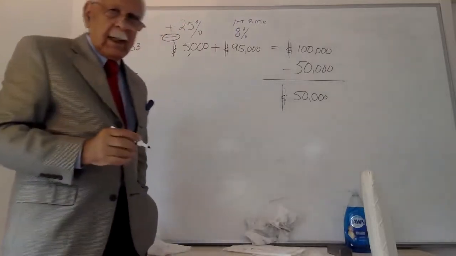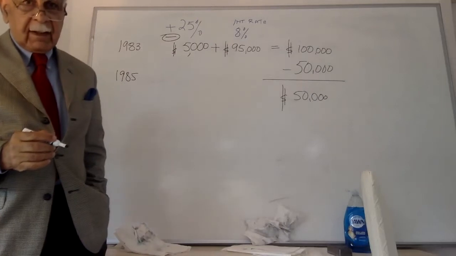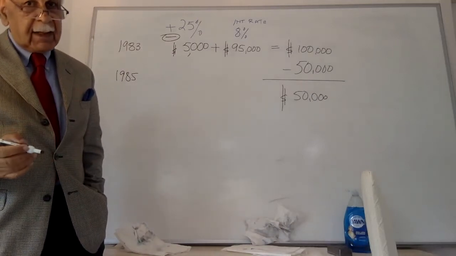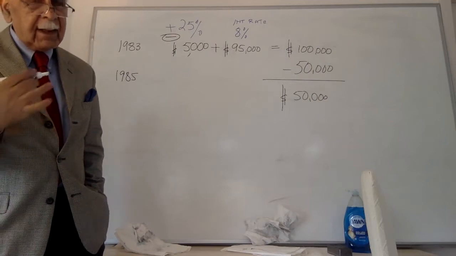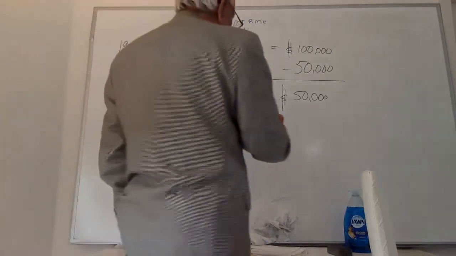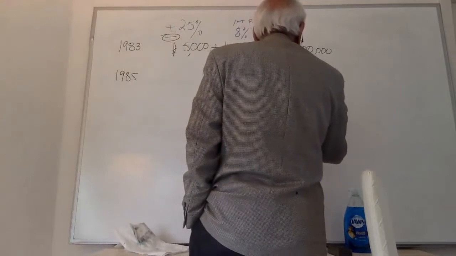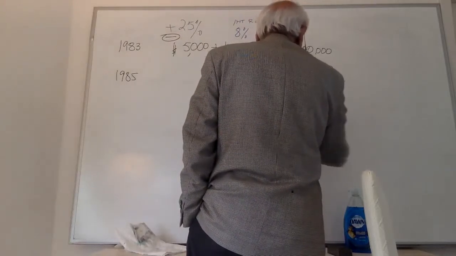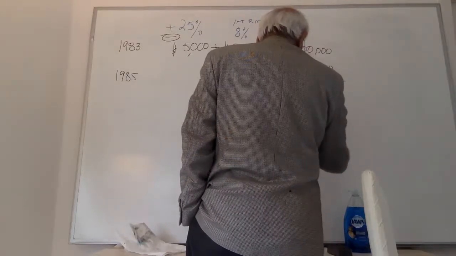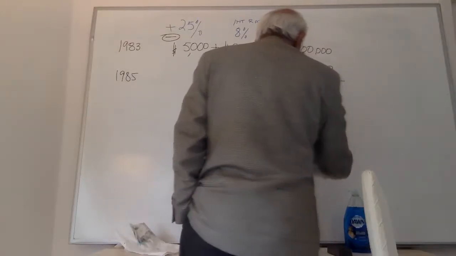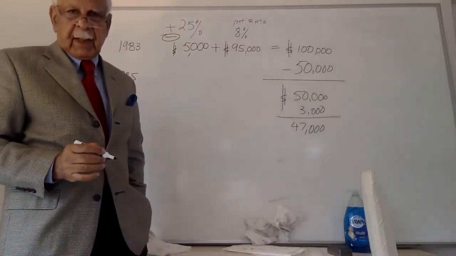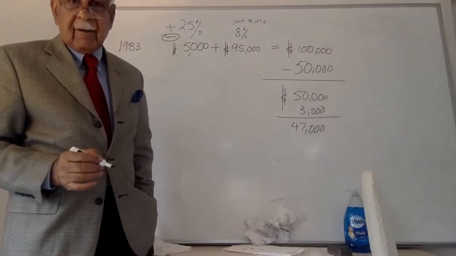And the real estate agent, remember, still has to be paid 6% of the selling price. He will pay the real estate agent how much? $3,000. 6% of 50, $3,000. So now he's got only $47,000 left after satisfying the agent.